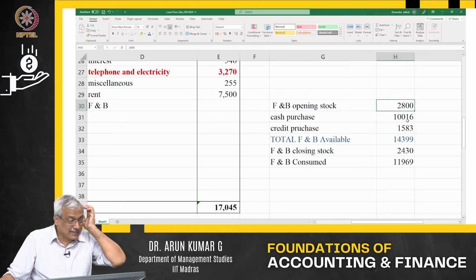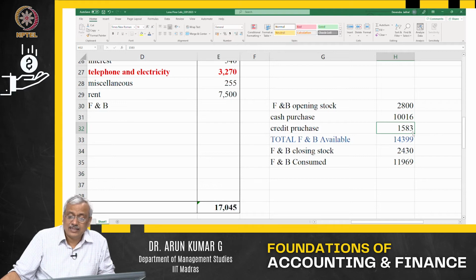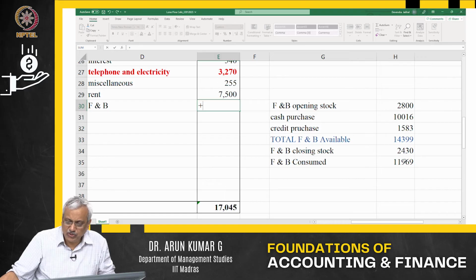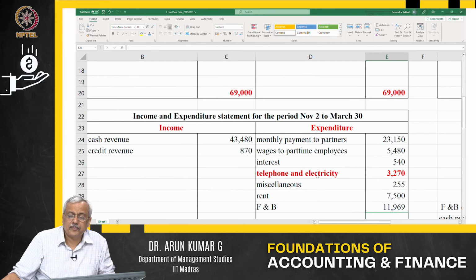These are the stock you began with, this is your cash purchase, and this is your credit purchase. That means total available is here. Minus what is left over is what is consumed. So F&B consumed during the period is this, and that is how we calculate it.